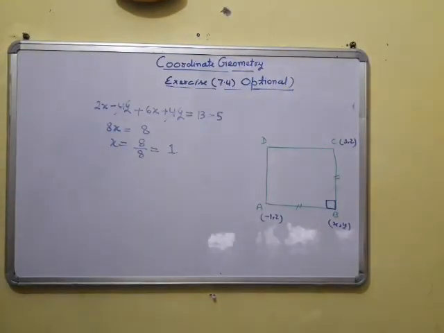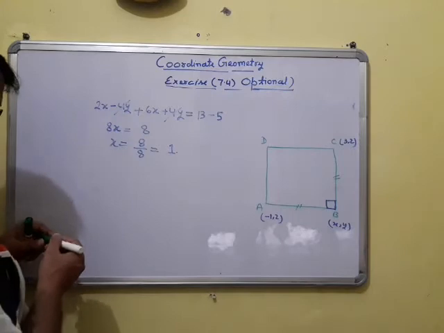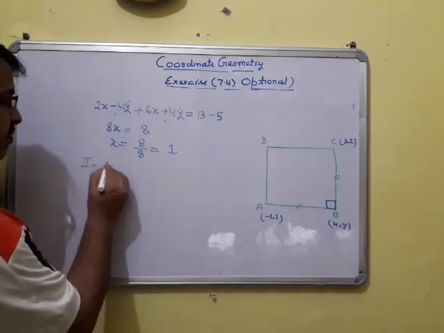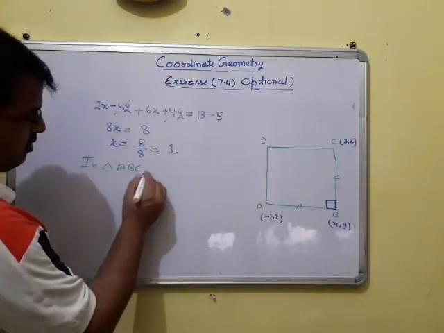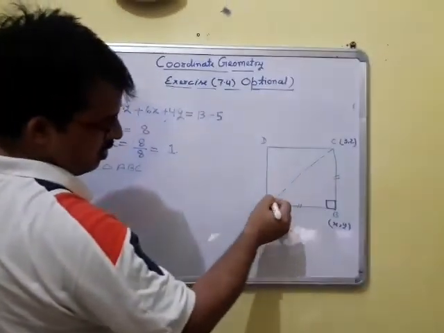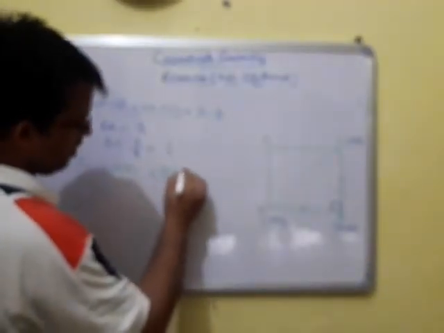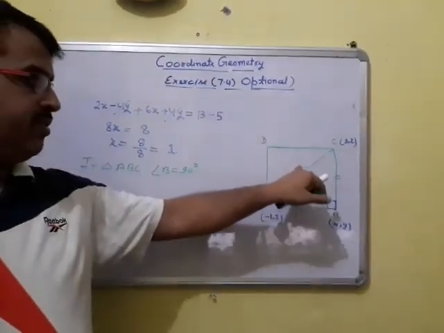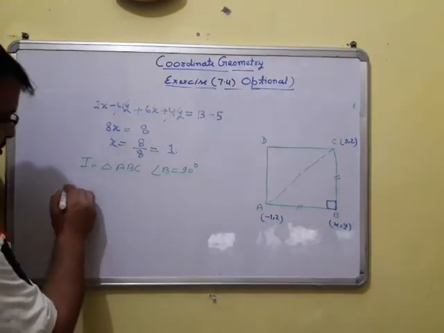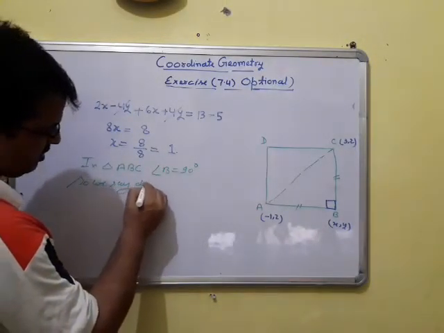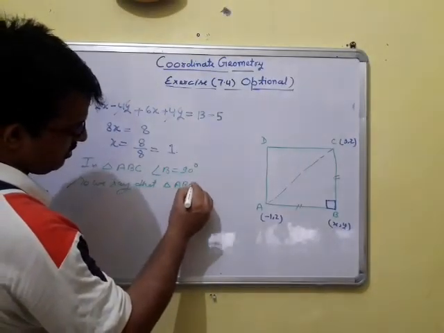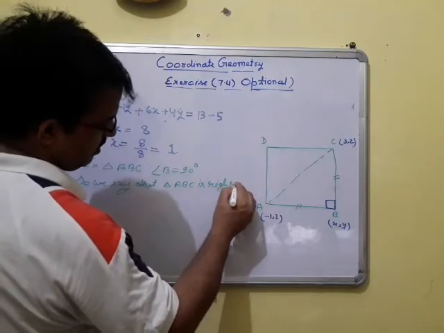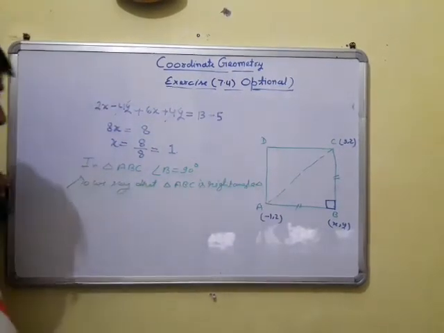Here, in triangle ABC, B is equal to 90 degrees. If we look at triangle ABC, angle B is equal to 90 degrees, and this one is the hypotenuse. So what do we write here? We say that triangle ABC is a right angle triangle.